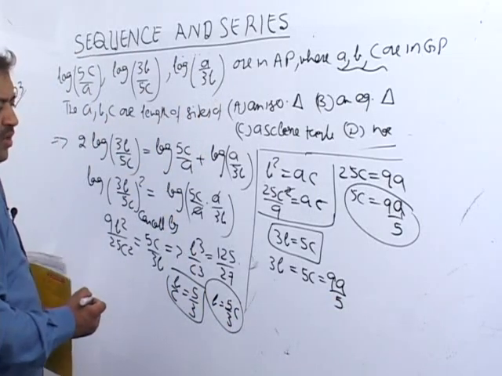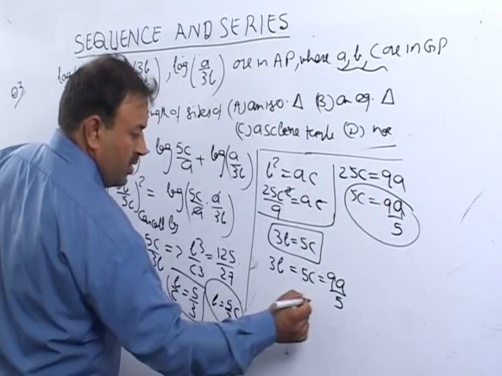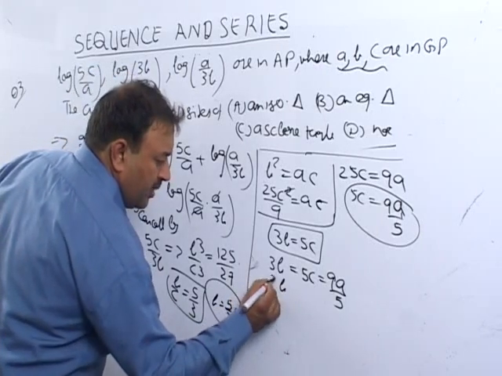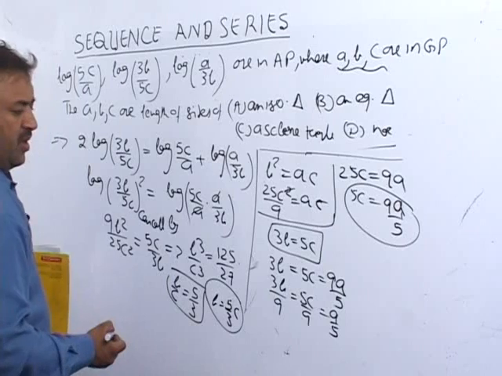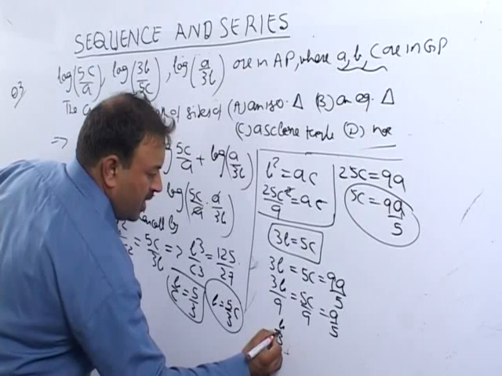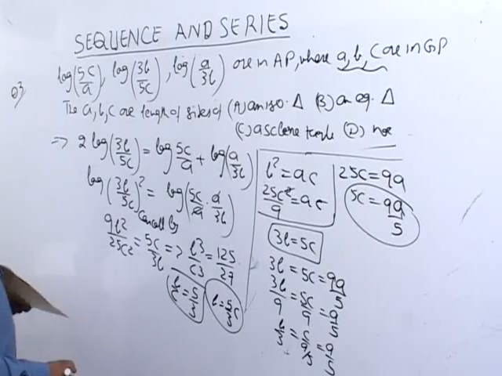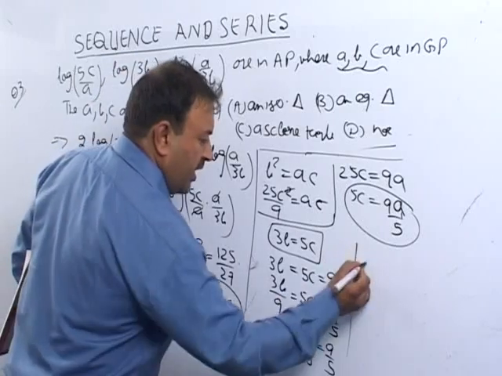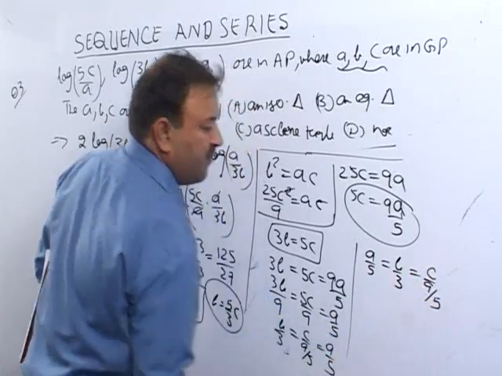Now we can compare it and write it down. सबको नीचे ले आओ. It comes out to be 3b upon 9, 5c upon 9, a upon 5. Now I can say b upon 3, c upon 9 upon 5, and a upon 5. So we got a upon 5 is equal to b upon 3 is equal to c upon 9 by 5.